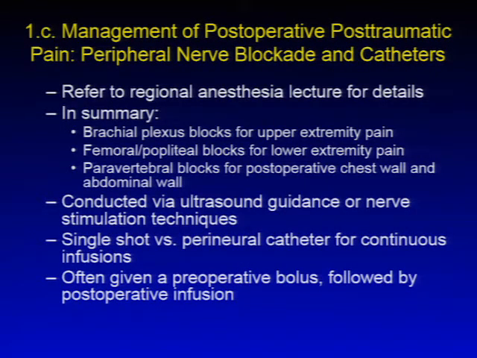So now moving forward, we'll discuss peripheral nerve blockade and catheters. There is a separate lecture about regional anesthesia that will provide information about this in greater detail. But in respect to the chronic pain disease states, I'd like to summarize that brachial plexus blocks are often used for upper extremity pain. Femoral popliteal blocks are used for lower extremity pain. Paravertebral blocks may be used for postoperative chest wall and abdominal wall pain. You may place these blocks via nerve stimulation techniques or ultrasound guidance. Sometimes these nerve block infusions are a single shot versus a continuous catheter infusion. And often a patient can be given a preoperative bolus followed by a postoperative infusion.